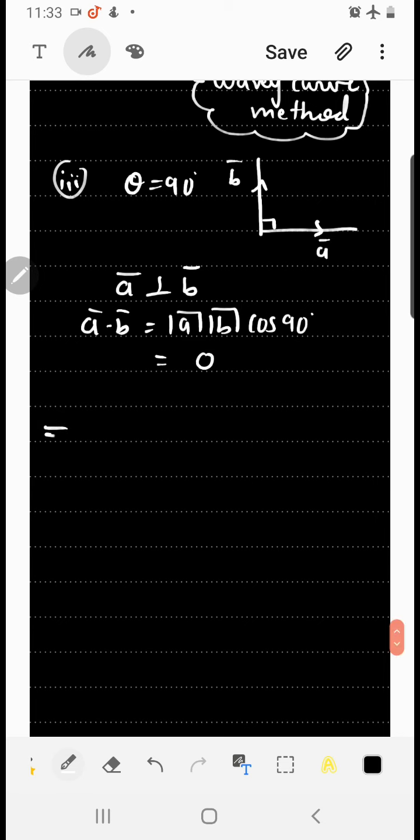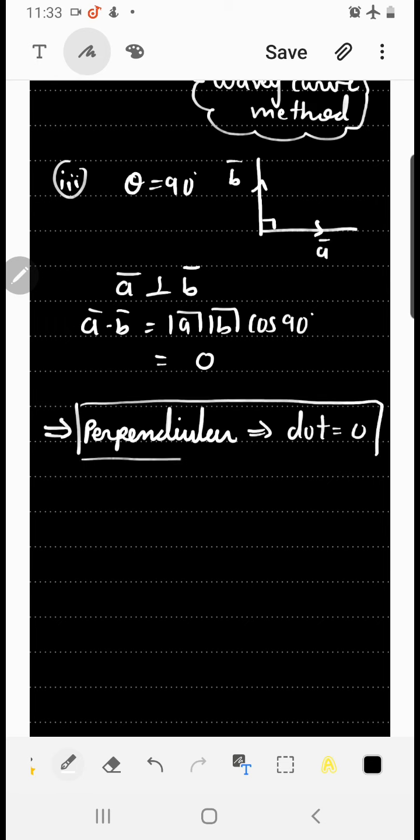So can I say in short, this implies perpendicular, which implies dot product 0. Are you getting this? So perpendicular implies dot product 0. Keep in mind, it is again one of the very important things. So from today onwards, whenever you see the word perpendicular, what will we do? We will set the dot product equal to 0, okay?